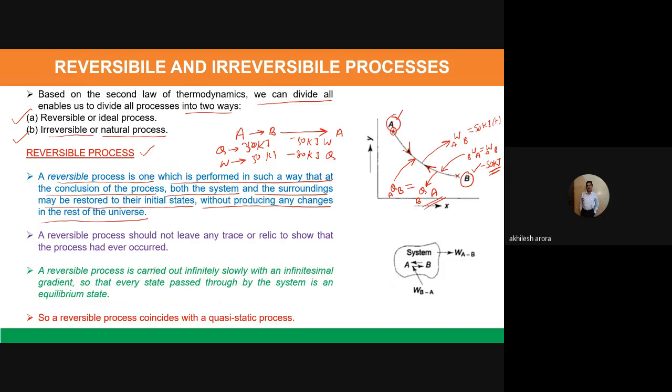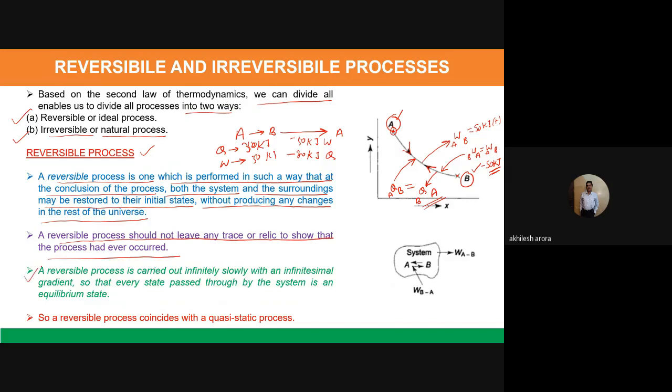So you can see what is the net effect in the surroundings. You will find that there is no net effect in the surroundings. A reversible process should not leave any trace or relic to show that the process has ever occurred. In this particular case also, you have seen there is no energy interaction remaining with the surroundings. The net effect is that there is no heat transfer and no work transfer from the system to the surroundings or from the surroundings to the system. So such a process is a reversible process.